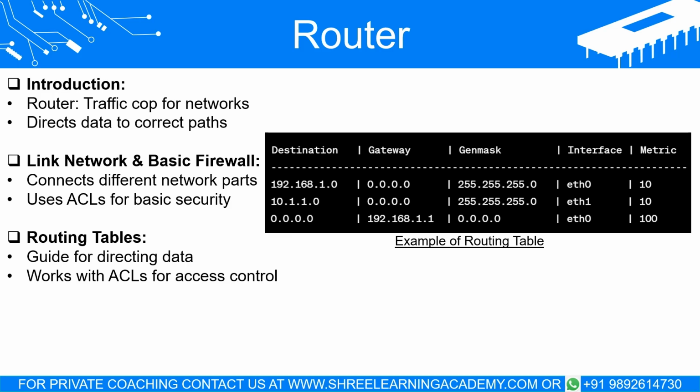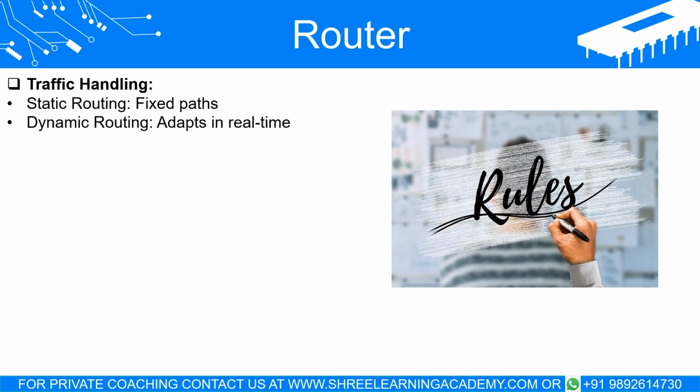ACLs, those rules we talked about earlier, help the routing table by controlling who has access to what. Example. Suppose you have two computers at home, one for work and one for personal use. You can set up ACLs in your router to make sure that your work computer only accesses work-related websites and services.